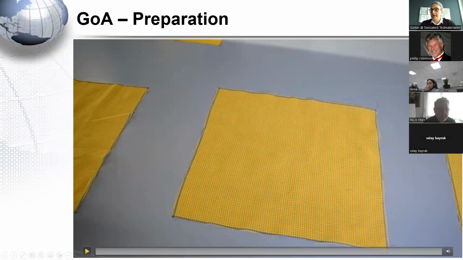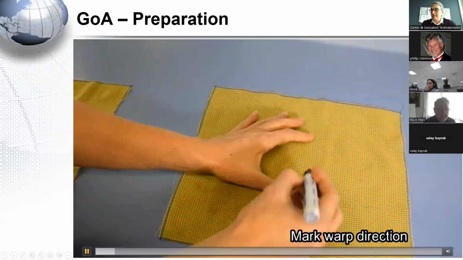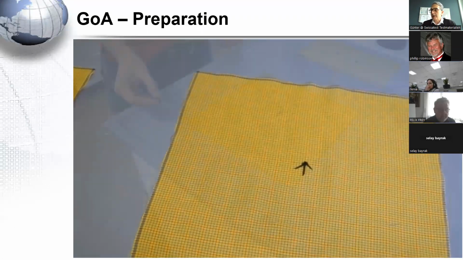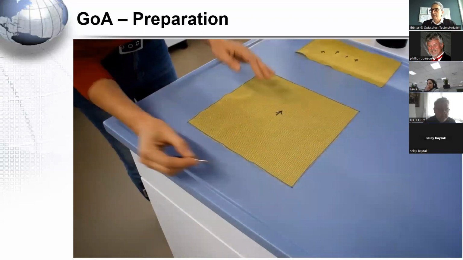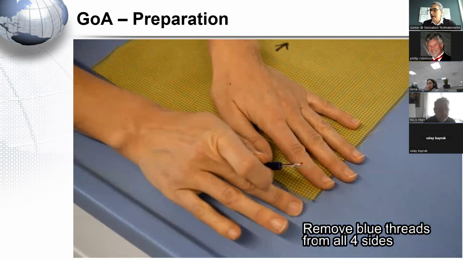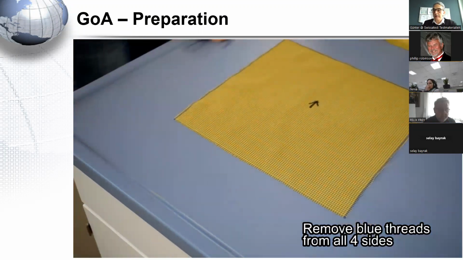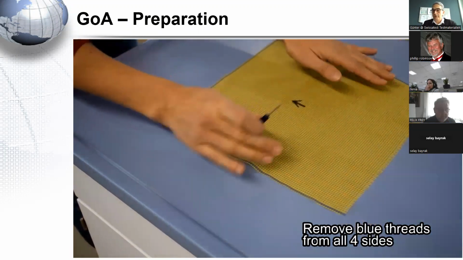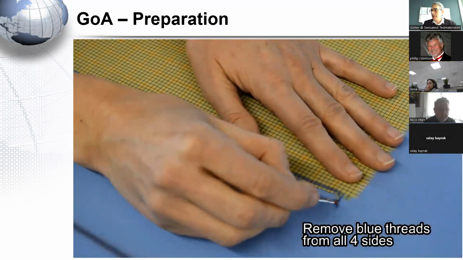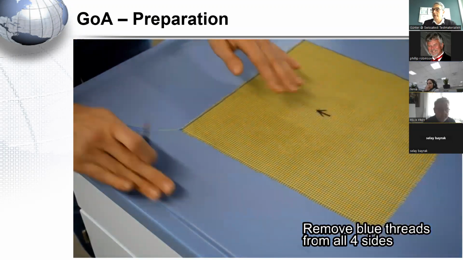Now the next video is coming. Remember, write immediately when you cut it out: mark the warp direction. You see, it's very easy. And then start to remove the blue end marking threads. This is very easy to do, and with a little bit of practice, it's done very quickly. And this has to be done on all 4 sides.